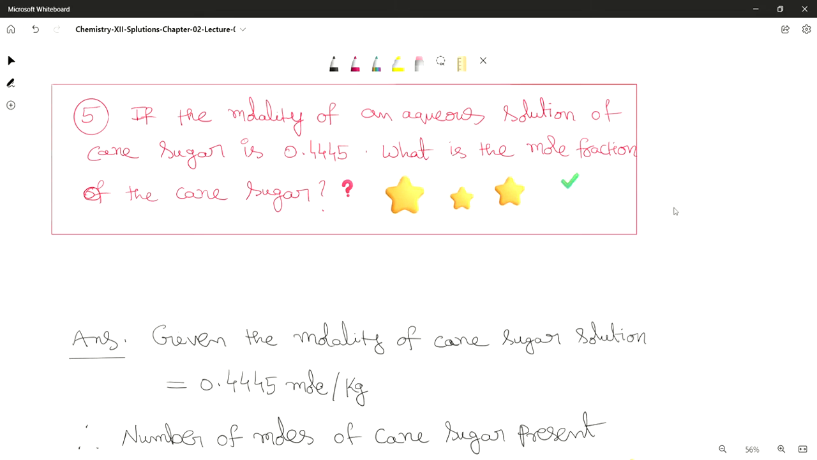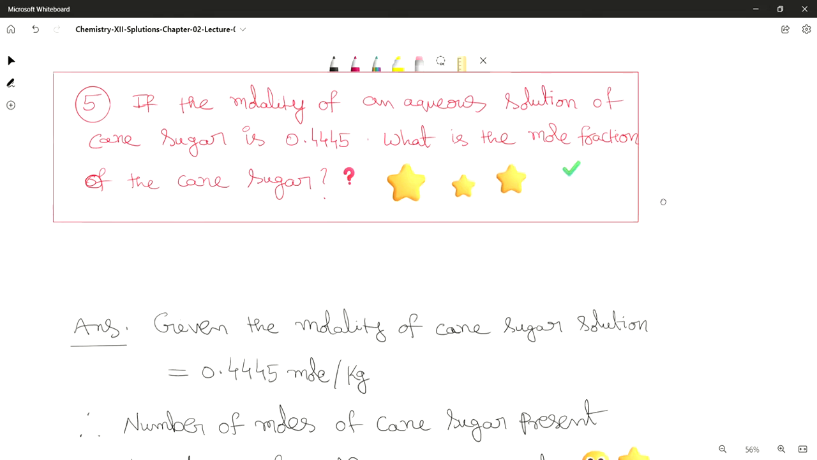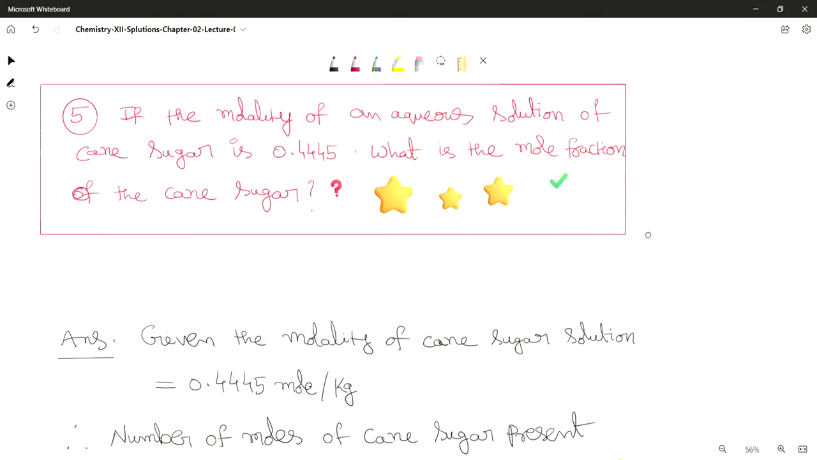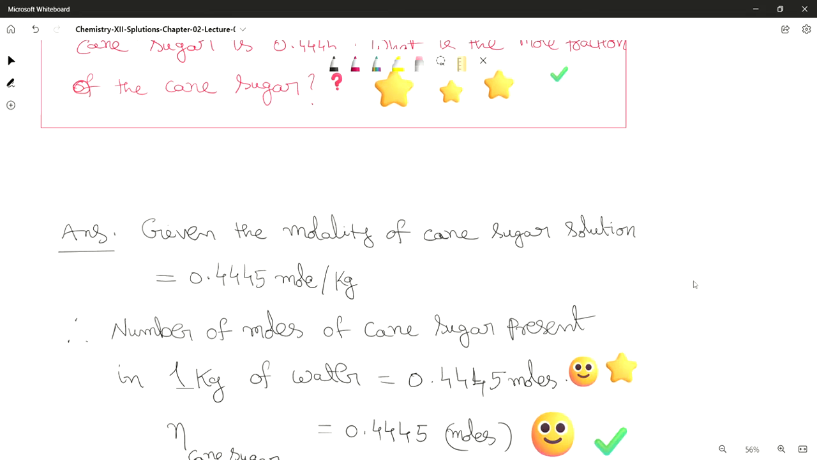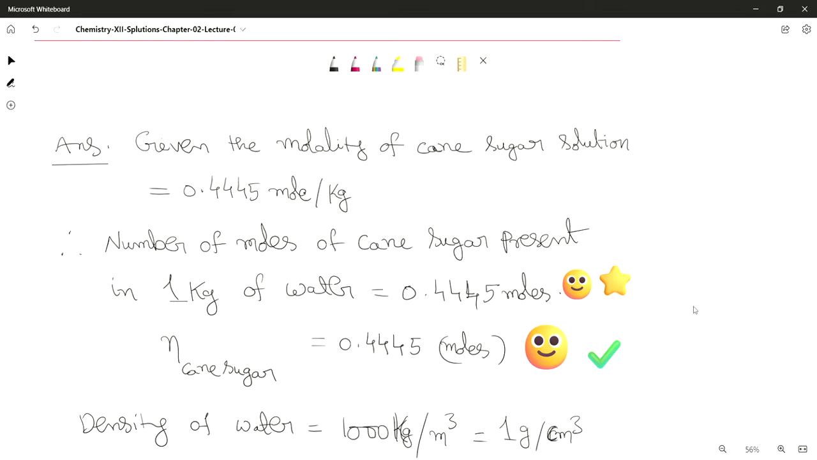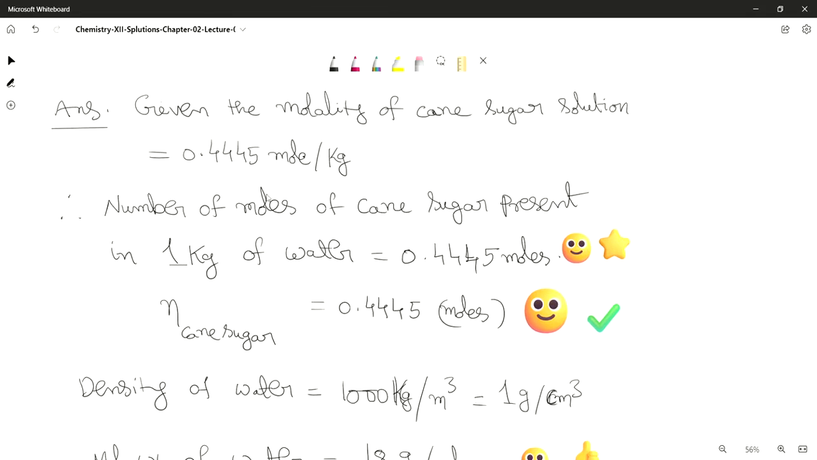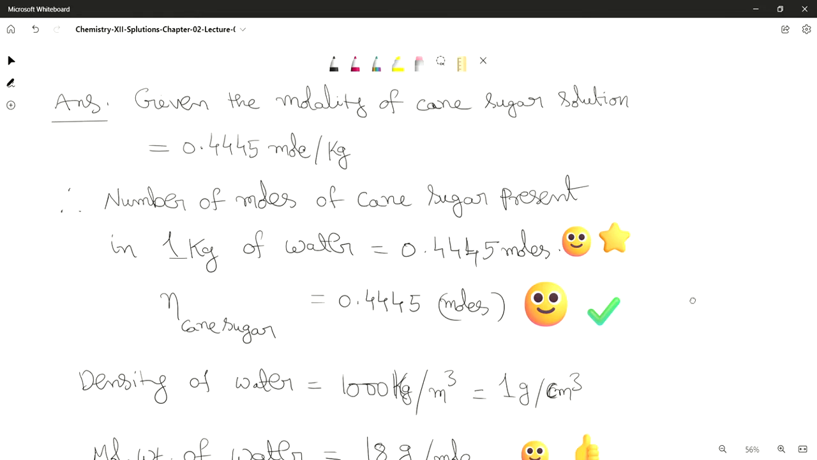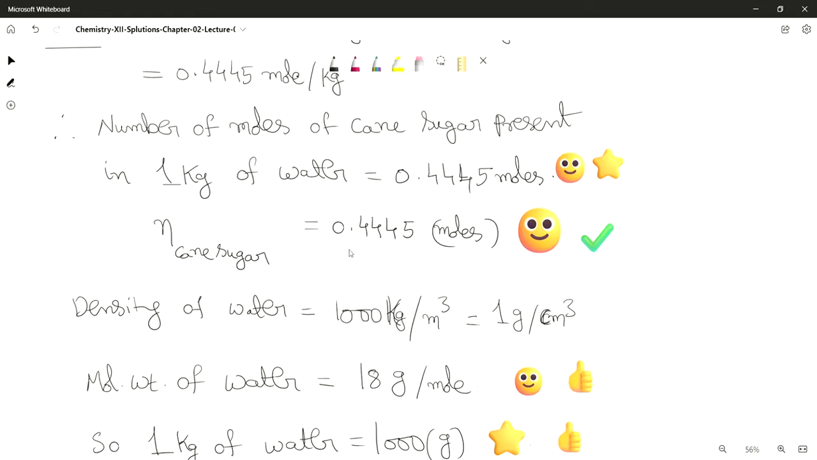Okay, next one. If the molality of an aqueous solution of cane sugar is 0.445, what is the mole fraction of the cane sugar? That's a nice question. Given the molality of the cane sugar solution is 0.445 moles per kg, that means the number of moles of cane sugar present in 1 kg of water happens to be 0.445 moles.